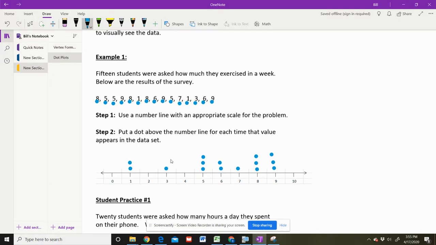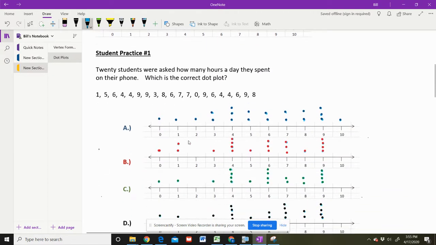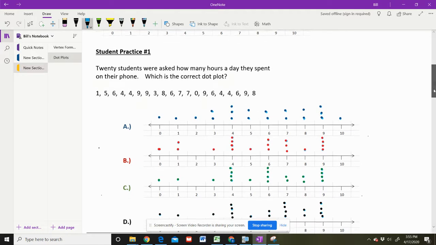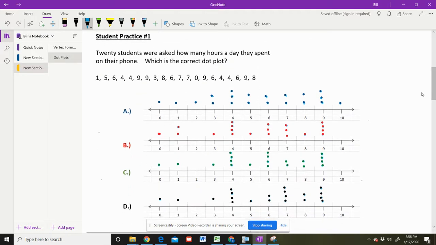So now I'm going to have you take a look at this one, and I'm going to stop on the Edpuzzle, and you're just going to answer the question of which is the correct dot plot. Is it A, B, C, or D? Feel free to write it down on paper, set up your own number line, and then see which one it is equivalent to. All right, so I'm going to stop now, and you can select which answer.